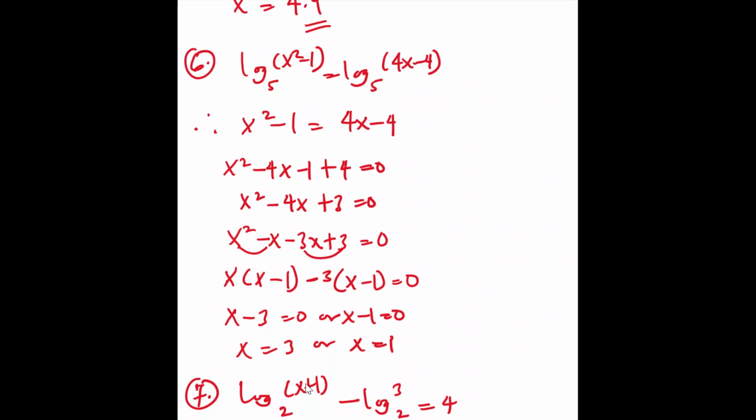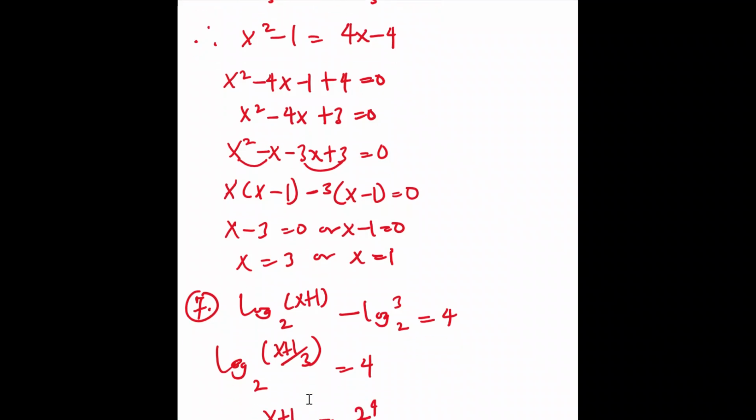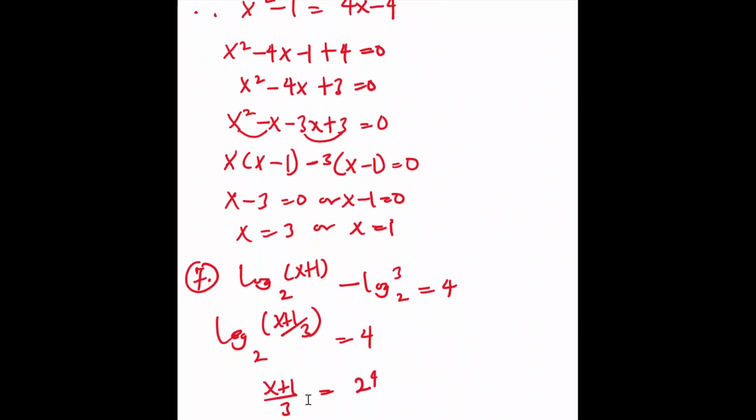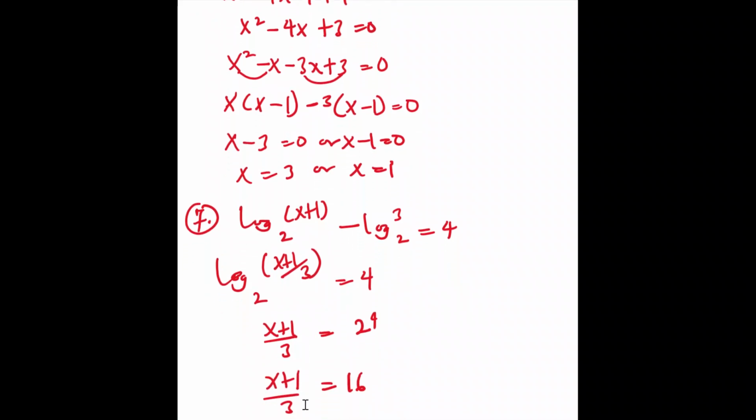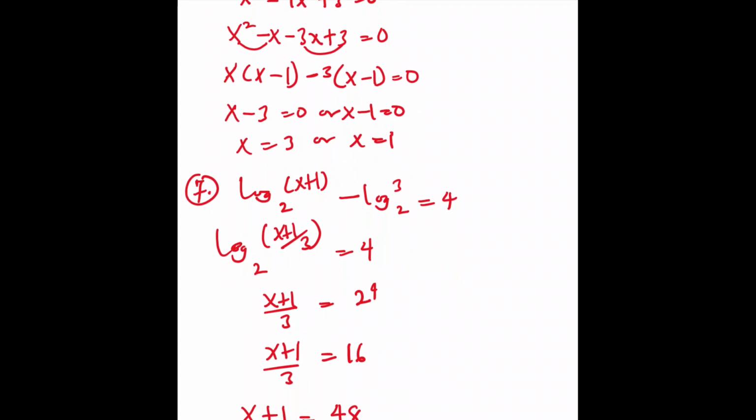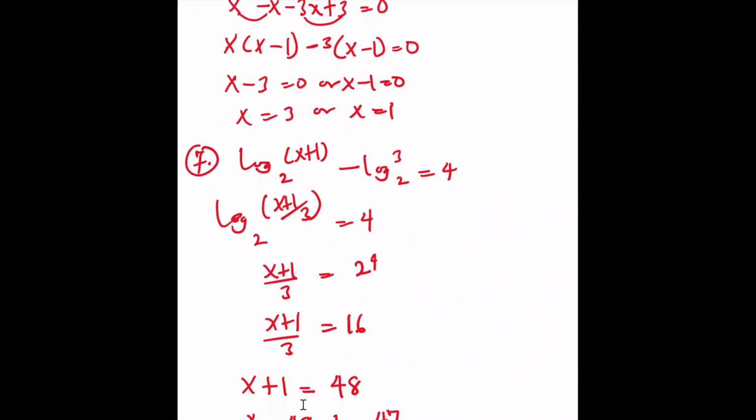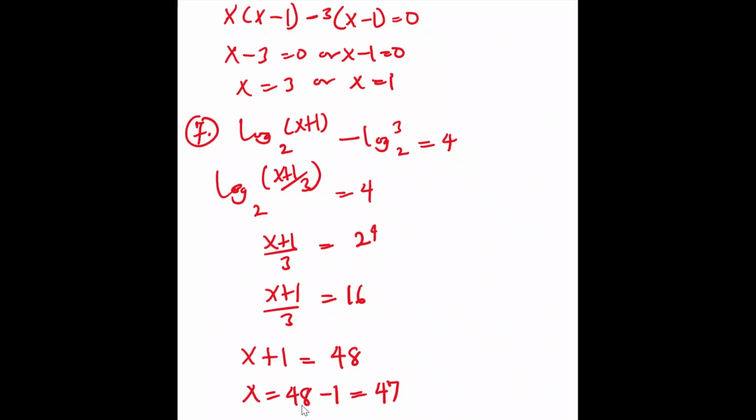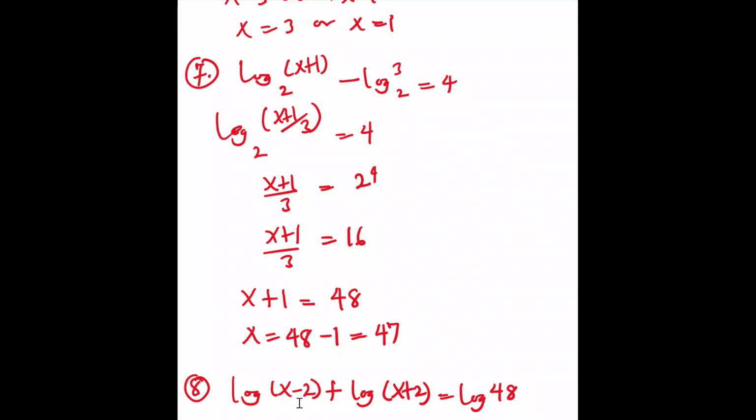So number 7, we have log x plus 1 base 2 minus log 3 base 2 equals 4. So this is the quotient law. We're just going to do x plus 1 over 3 base 2 equals 4. Okay, so x plus 1 over 3 equals 2 raised to the power 4, and we know that 2 raised to the power 4 is 16. So that will be x plus 1 over 3 equals 16. So let's cross multiply. We have x plus 1 equals 16 times 3 is 48. So x equals 48 minus 1 is 47. So that's the answer for number 7.